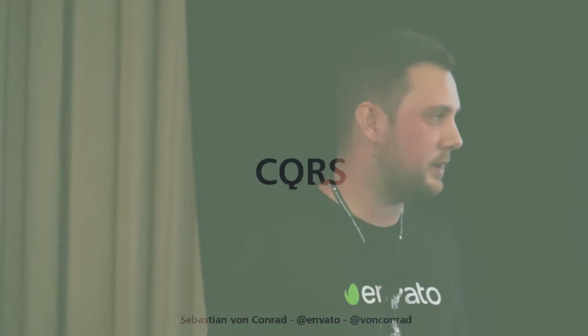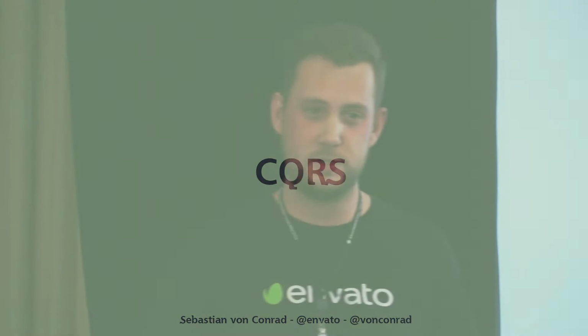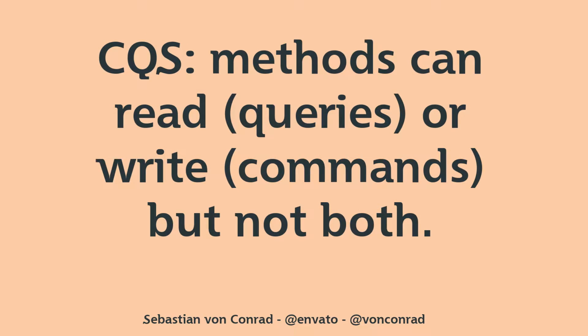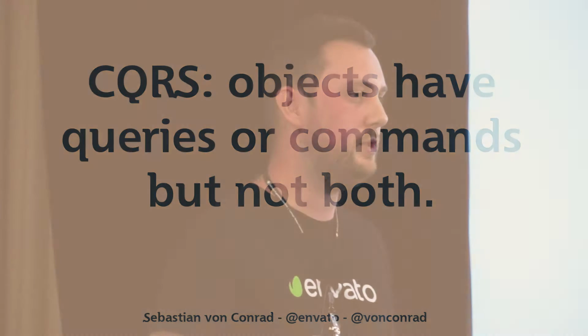So let's talk about CQRS. CQRS comes from something called CQS, which you may have heard of. CQS is short for Command Query Separation. It states that in object-oriented programming, you have methods on objects, and methods can only write or only read. If they're writes, they're called commands. If they're reads, they're called queries. They cannot do both. So a method can either mutate state or return state. It cannot both mutate and return state.